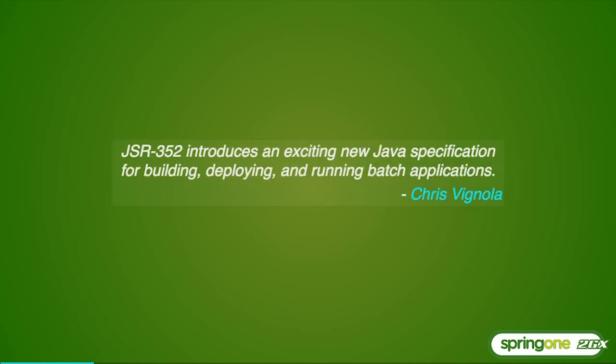Chris Vignola, who was the spec lead, put it this way in an article, that JSR-352 introduces an exciting new Java specification for building, deploying, and running batch applications. For the record, it is JSR-352. Everybody else today that has mentioned it has called it 356. I don't even know what JSR-356 is. Does anybody? Sockets. Seriously, 356 is sockets? That'd be kind of funny.